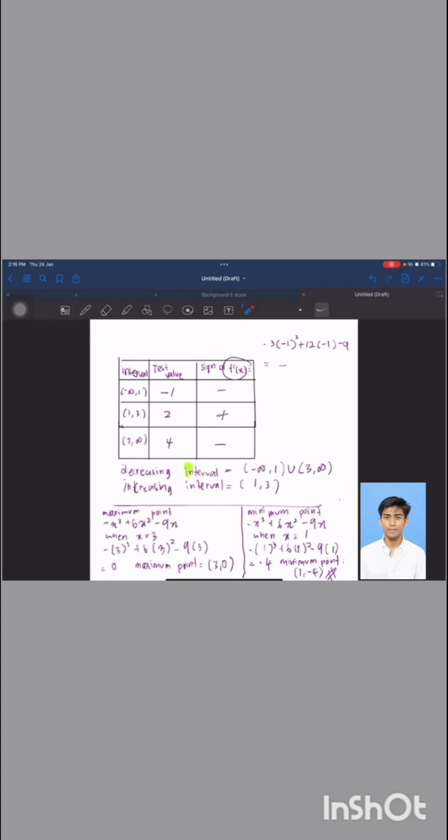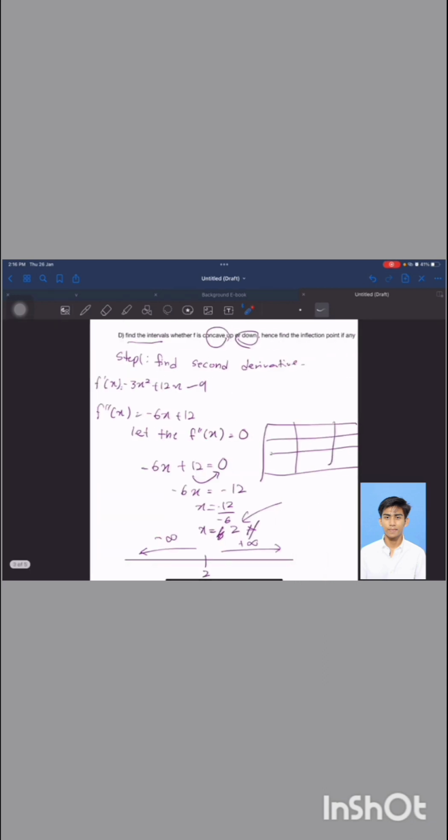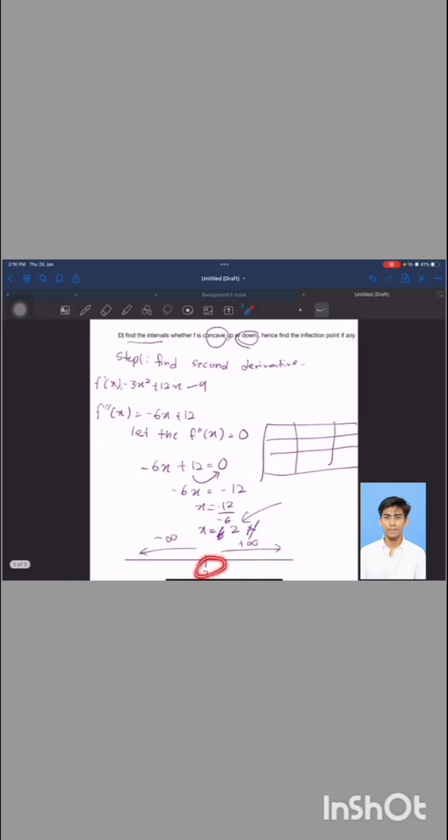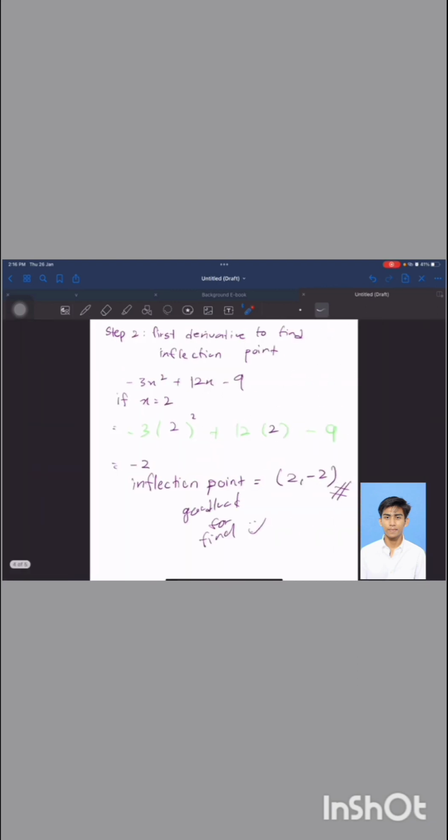How do you find the maximum point? When you want to find the maximum point, you use the function. When you want to find the inflection point, you use the first derivative equation, and then you use the x here. You insert the x into the equation, and then done. You get this one. So that is my explanation here.